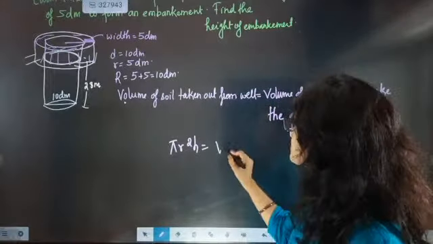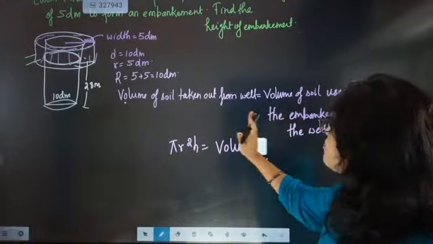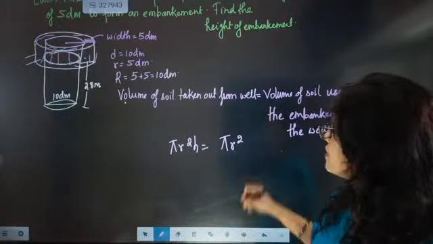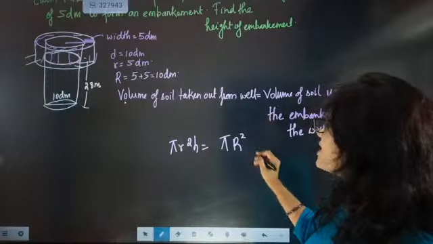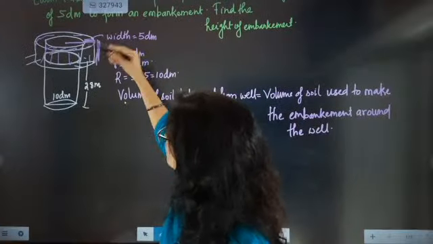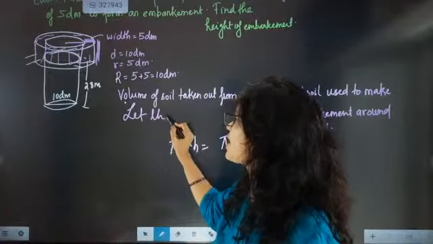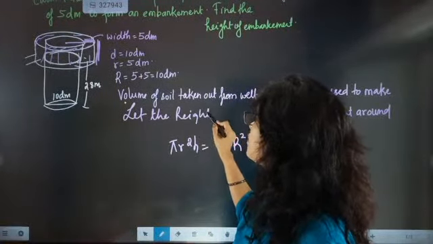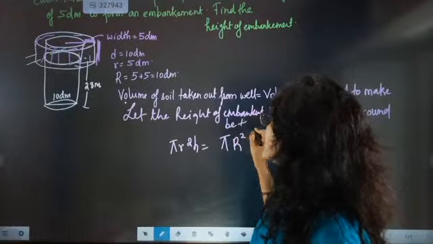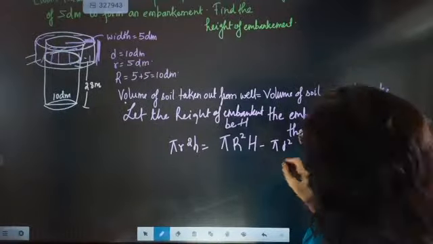So we are going to write the volume of embankment. And volume of embankment is what? Pi capital R square, but here height is different. We don't know the height of the embankment, we know the height of the well. So let the height of embankment be capital H. So it will become pi R square H minus pi r square h.